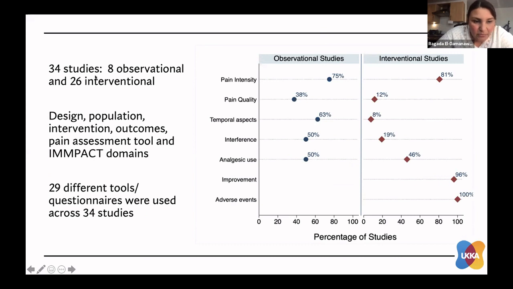Now, most of these studies were actually interventional, and for each study we evaluated what aspects of the impact domains they had included. Unsurprisingly, the interventional studies focused on the intensity of pain, but also on measures of improvement and adverse events, whereas the observational studies, as expected, included evaluations of pain intensity, some of the temporal aspects, so the frequency and incidence, interference and analgesic use, but they didn't really focus on the quality of the pain.